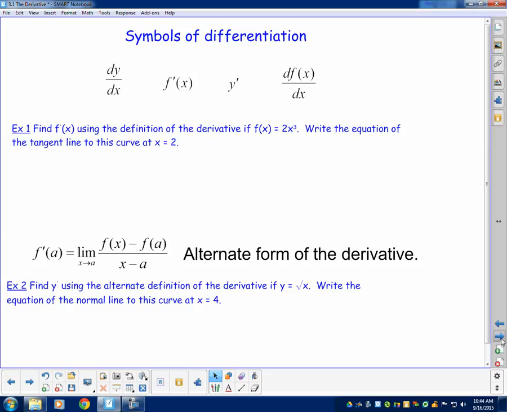This is probably the most helpful as we get into the applications, the dy dx. And then the f prime of x is really nice because that's taking your function notation, and it's good when you have lots of different functions that are modeling different things and you're looking at their derivatives. So those two we'll use the most.